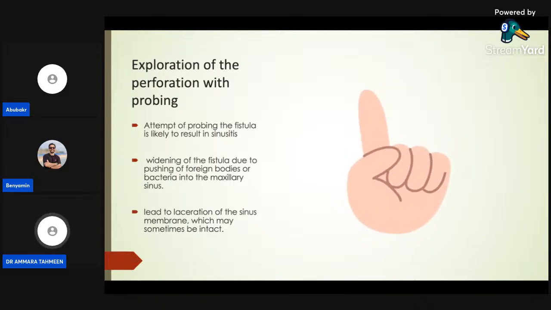cavity. And if there is just disruption of the bony floor of the maxillary sinus but the sinus membrane is intact, you might end up penetrating the membrane, which leads to the tearing of the membrane, and it leads to the complete establishment of the oroantral communication. So hence it is wise to avoid the exploration of the perforation with probing, using straight probes or exploratory probes.